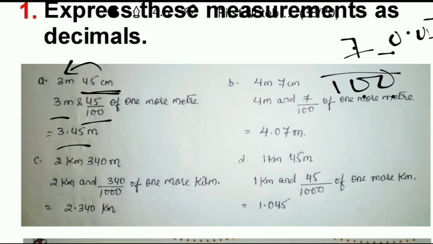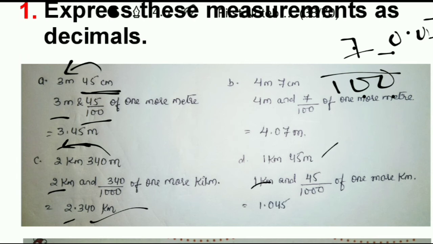Now 2 kilometer 340 meter. We know that 1 kilometer equals 1000 meters, so this meter can be converted into kilometers. The kilometer remains the same. 340 meter means 340 upon 1000 of one kilometer. So this 2 remains the same and we get 2.340.